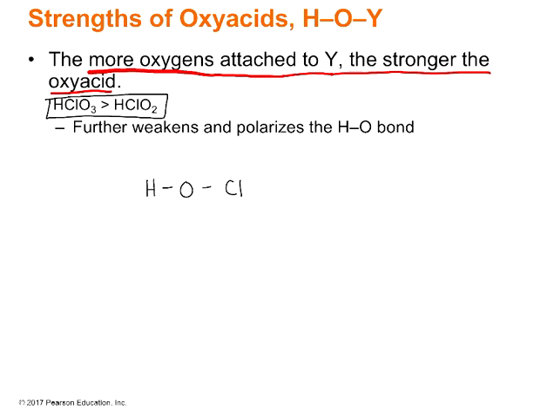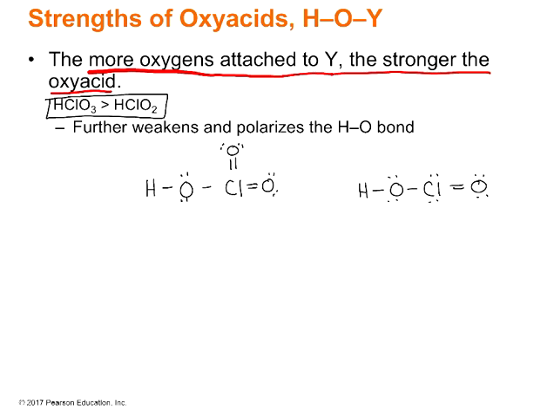So again, we have that general form where hydrogen is bonded to an oxygen, and then that oxygen is bonded to another atom, Y, and in this case it's chlorine. Now for HClO3, chlorine is also attached to two other oxygens, and for HClO2, chlorine is bonded to only one other oxygen. So the only difference between these two molecules is that extra oxygen.